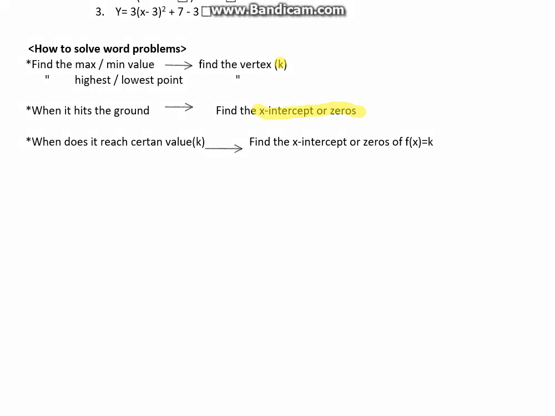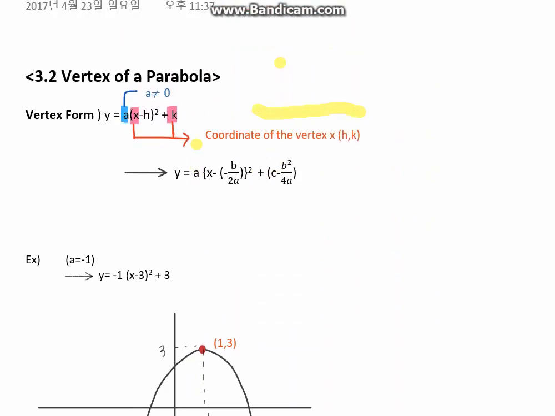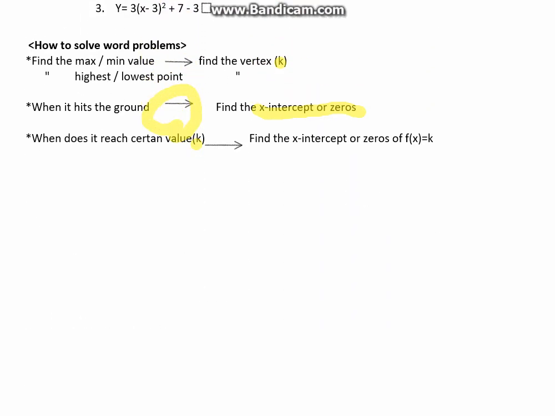And last but not least, when it says when does it reach a certain value, that's a certain value, k. It's literally telling you to find the k in our function as we've seen before. Where is it? Yeah, this k. Then what would you do? You will find the x-intercepts or zeros of f(x) equals k.